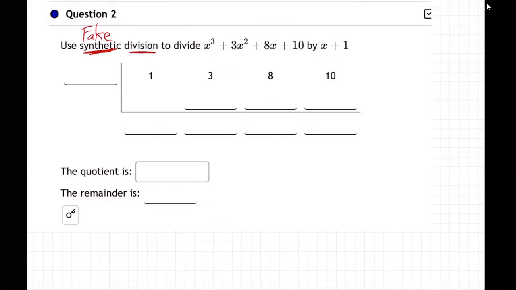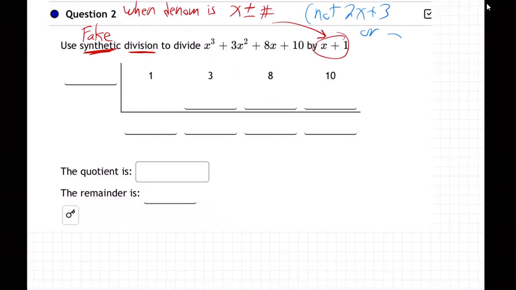When can you do synthetic division? When the denominator is x plus or minus a number. See how it is? Not 2x plus 3 or x squared plus x minus 5, right? So when the denominator is simply x plus or minus a number, like ours is.